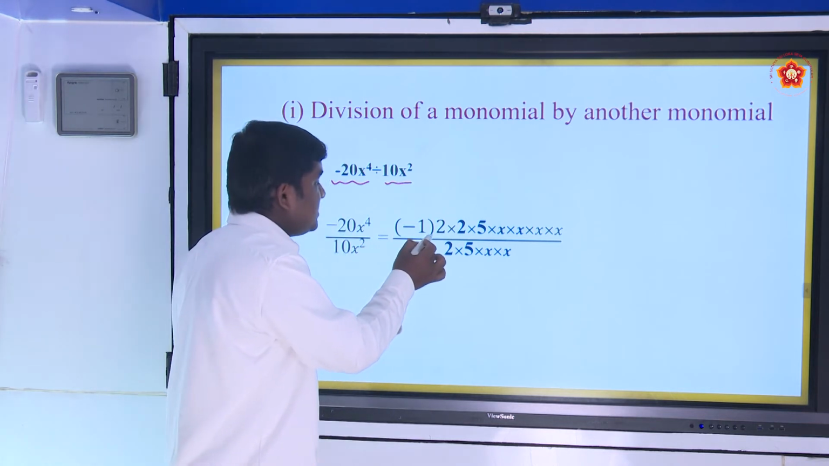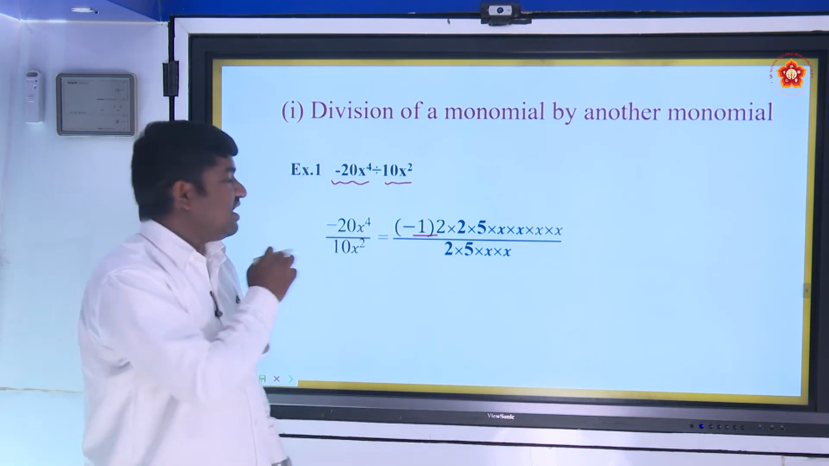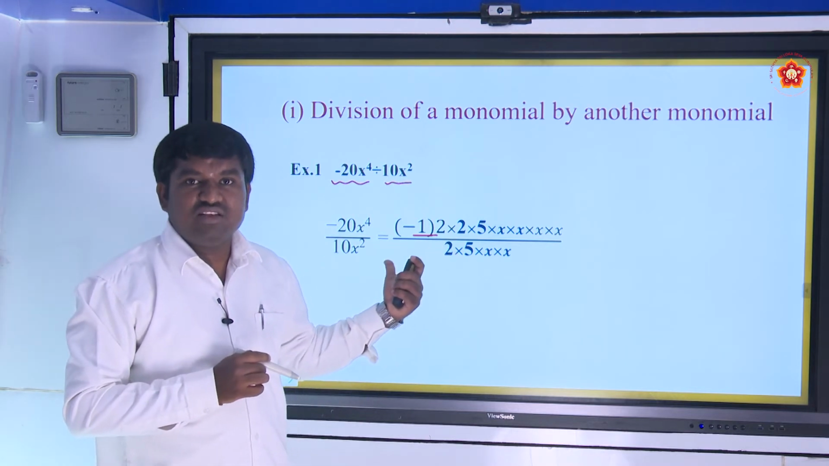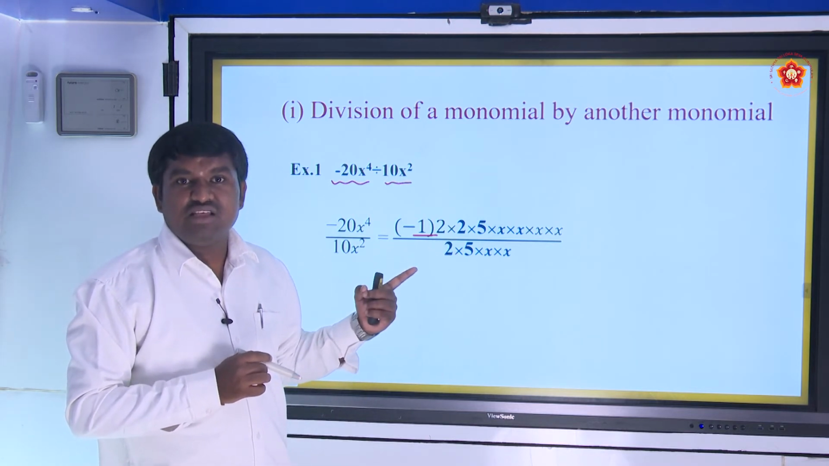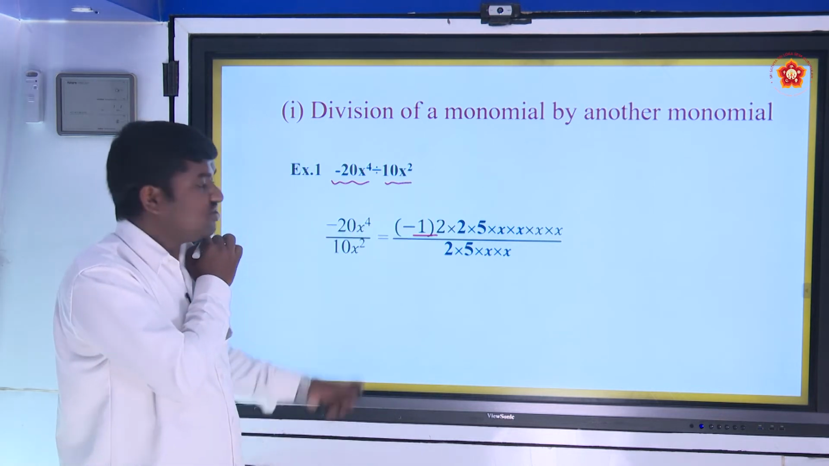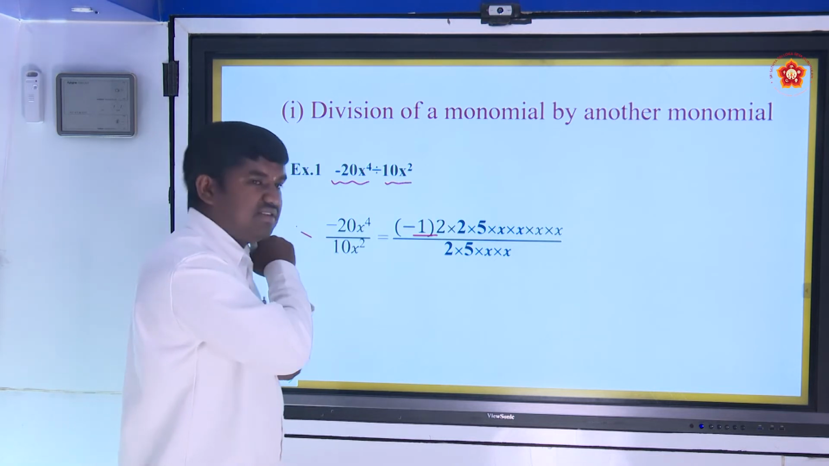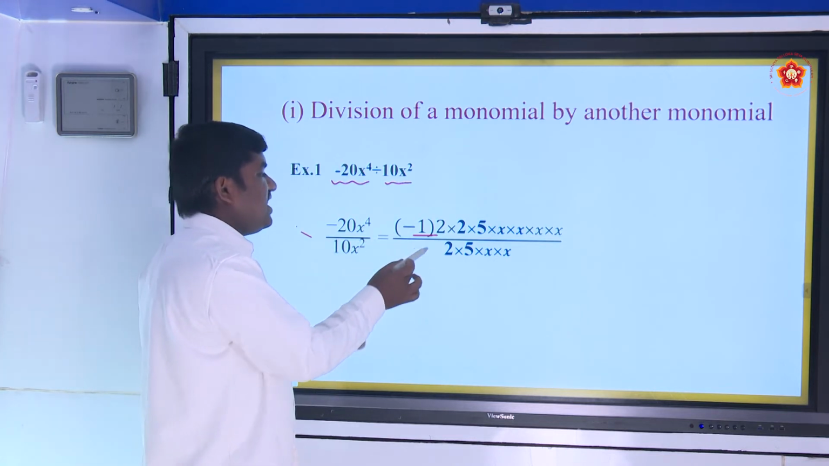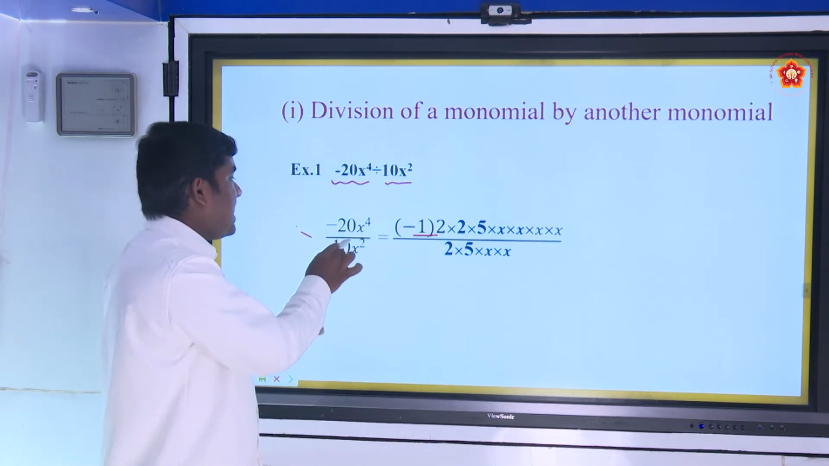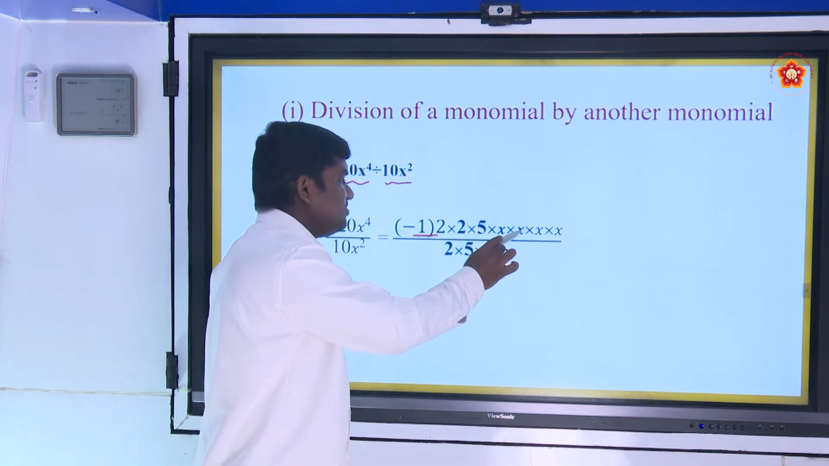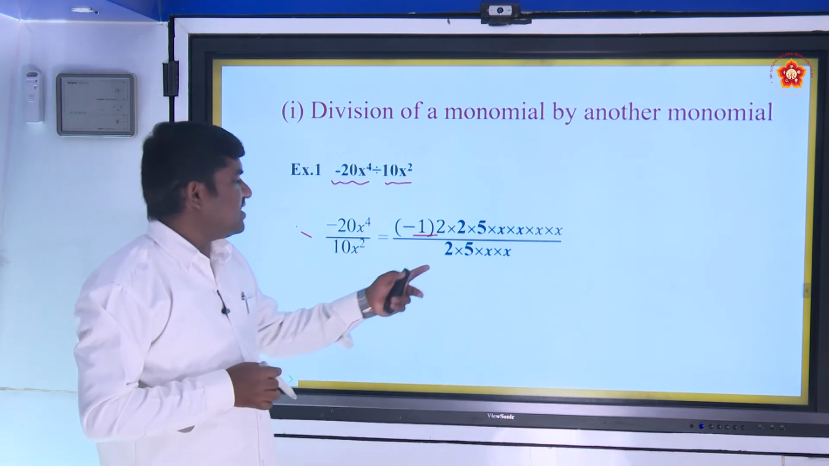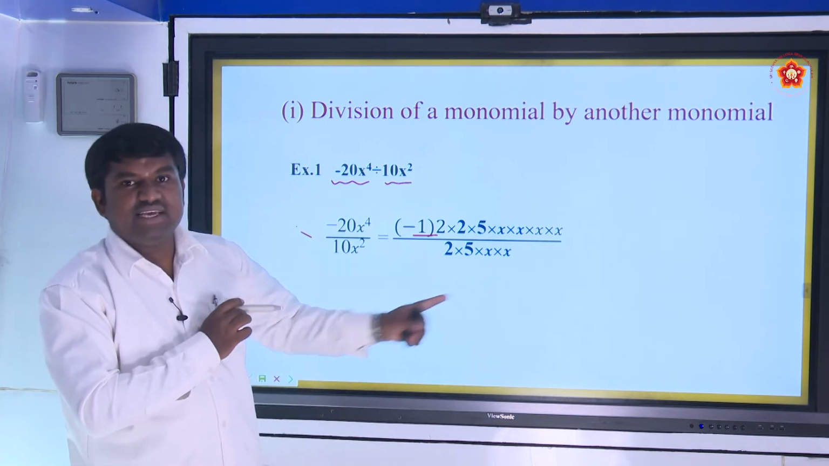See, 1 is a factor of every number, you know. Generally we do not write factor 1, but here I wrote it because it is specially needed to show the negative sign. Then minus 1 into prime factors of 20, which are 2 into 2 into 5. Then x power 4 means x into x into x into x. Next 10x square. Prime factors of 10 are 2 into 5. x square is x into x.